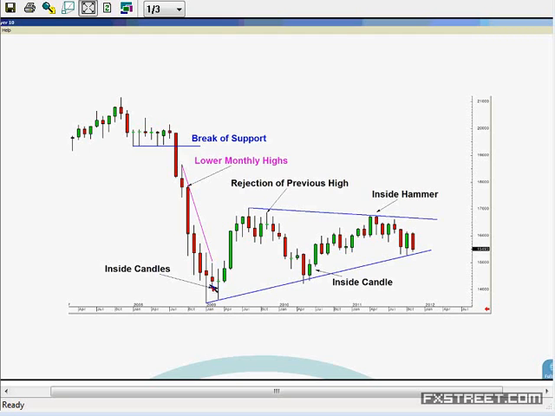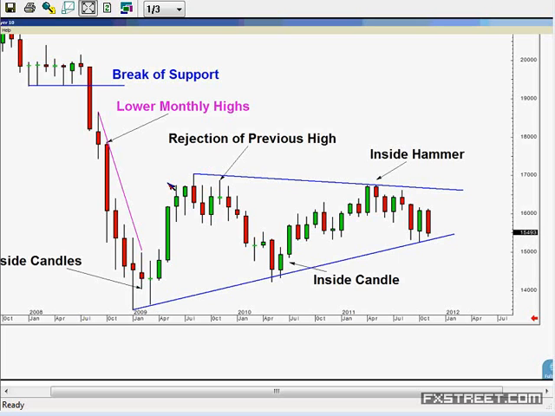We then get an inside harami candle. Basically, an inside harami or an inside candle shows investor indecision, okay? It's neither taken out the high or the low of the previous candle. And then we want to be looking for a break of the previous candle to confirm that the trend has changed. So here, the break is of this candle, and it then moves up to the upside. Okay, rejection of a previous high, again, an area of resistance.